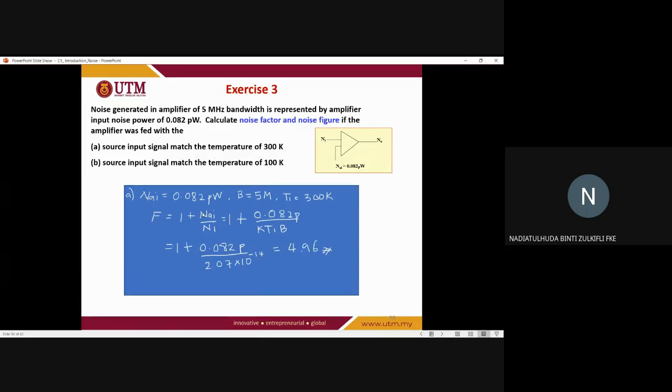All right, so our F is 1 plus NAI divided by NI. NAI is already given, just need to calculate NI. So we know our TI is 300 Kelvin, our bandwidth is 5 megahertz, and then the Boltzmann constant, which you need to memorize. It's around 2 times 10 to the power of minus 14. So when you solve this, you get nearly 5, 4.96, the noise factor. And the noise figure is just 10 log of our F, which is 6.95 dB.